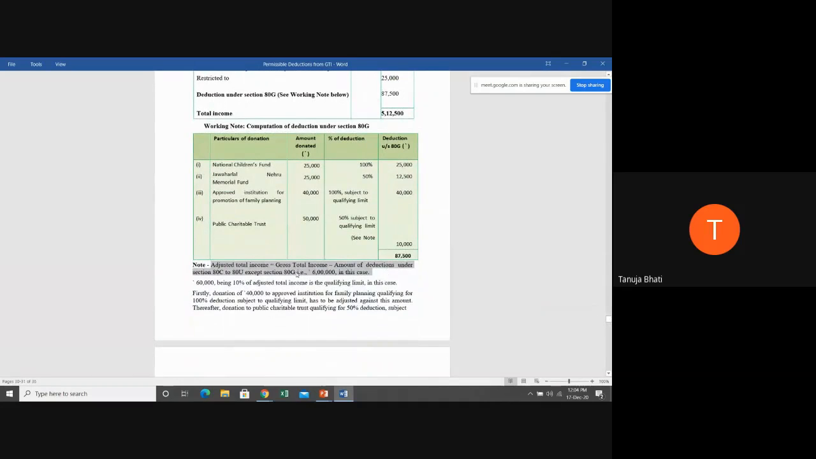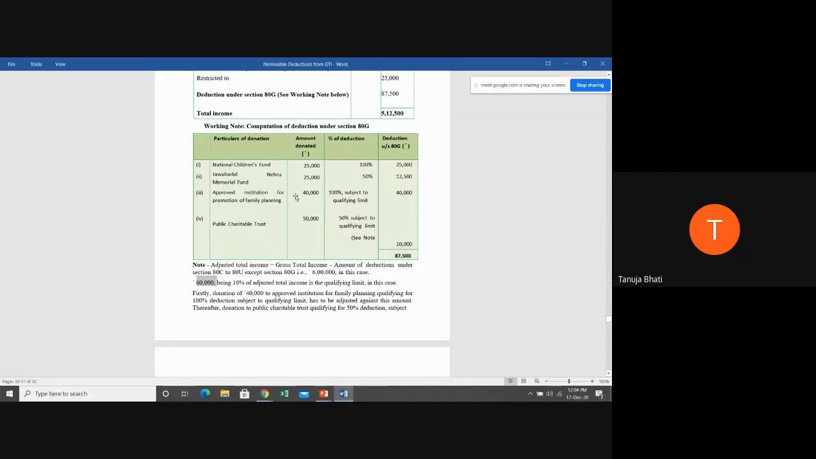See here, adjusted total income is nothing but gross total income minus amount of deduction under section 80C to 80U, except section 80G. So 6 lakh is coming in this case because from 7,75,000 you have minused the deduction under 80C, 80D, but you have not to minus under 80G. So 6 lakh is the adjusted gross total income. So you have to take 10% of that. So 10% of 6 lakh is how much? 60,000.